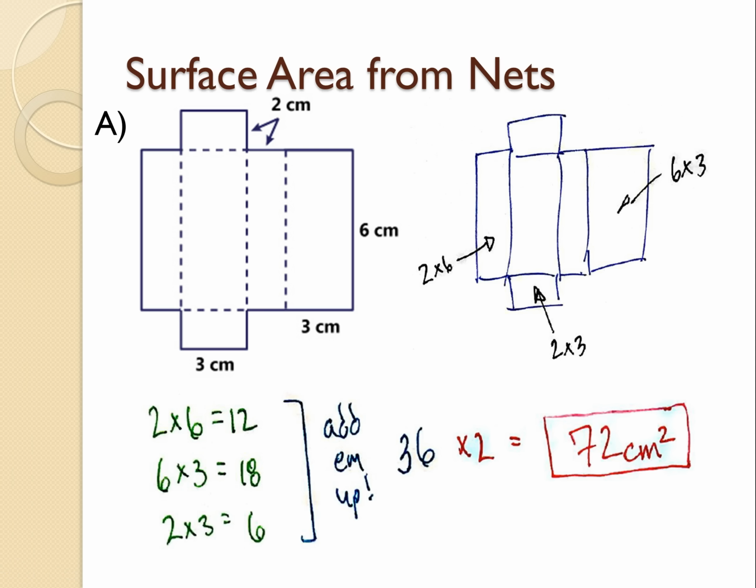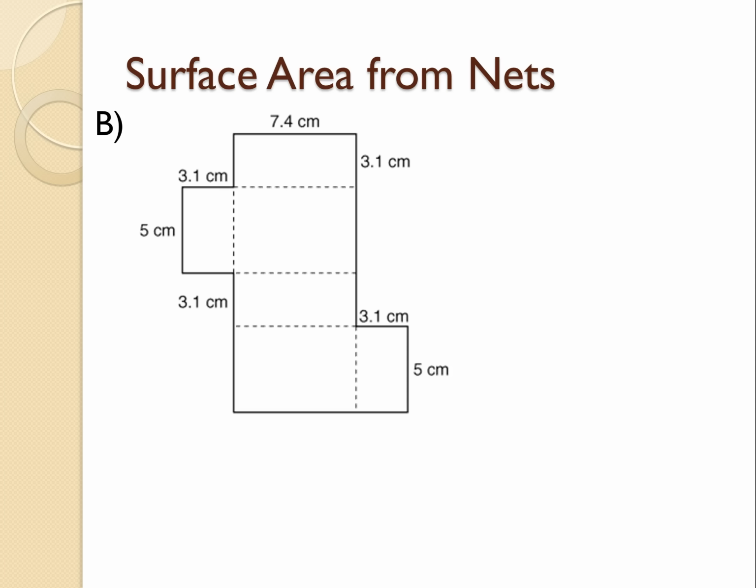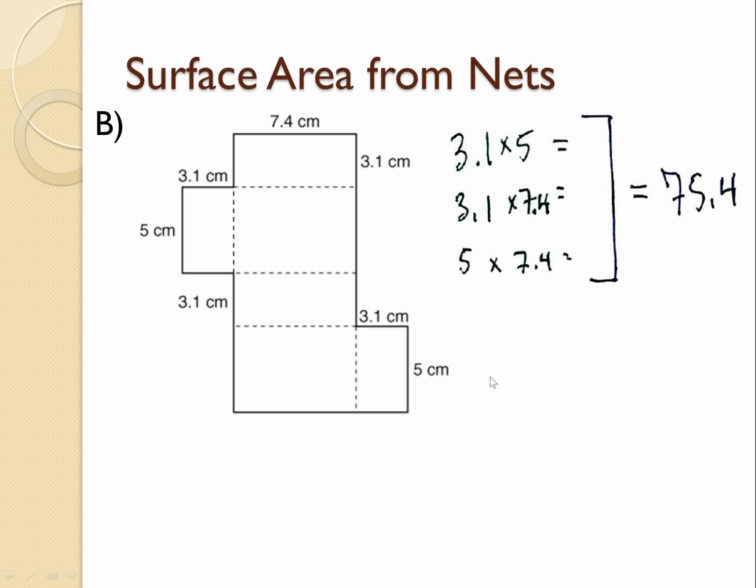All right, so let's move right on to another example. This one has decimals in it. It looks a little bit different, but you see the left and the right sides of that box are just in different places. And I can still do the exact same thing. So I'm going to find the area for each of those boxes. 3.1 times 5 gets me the left and right sides. 3.1 times 7.4 gets me the front and the back sides. And 5 times 7.4 gets me the top and the bottom of that rectangular prism. So I'm going to add those up, and I get 75.4.